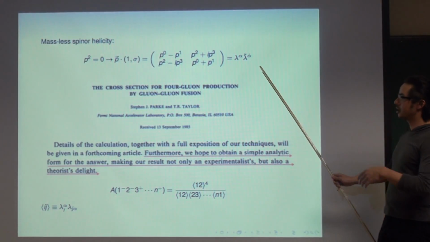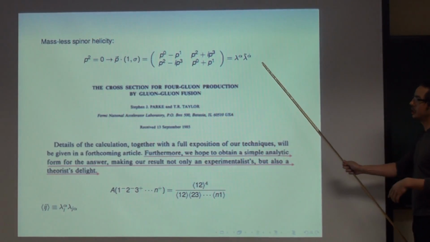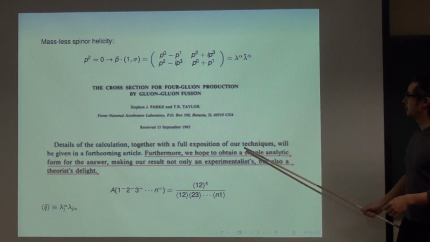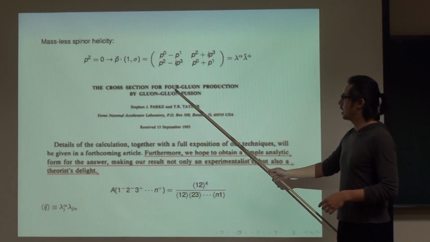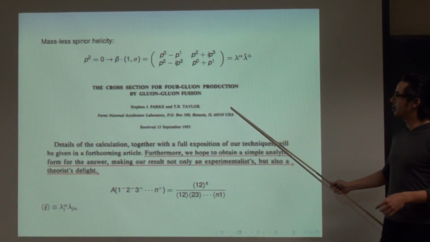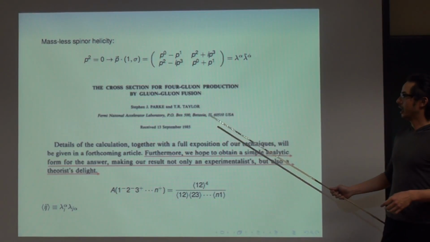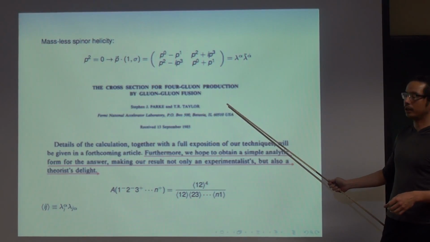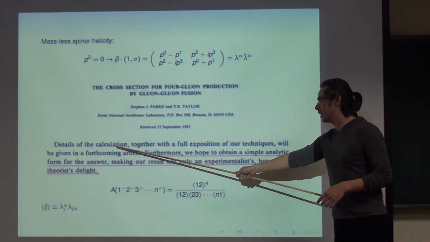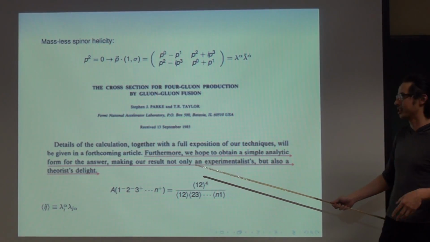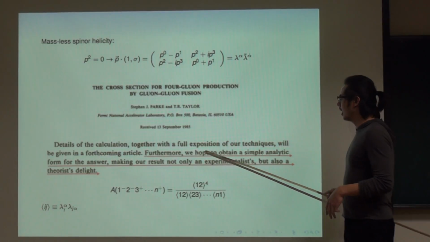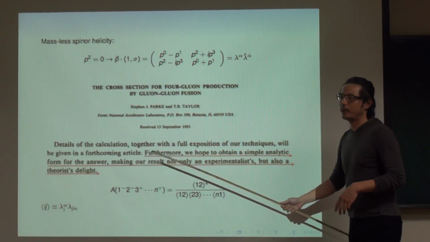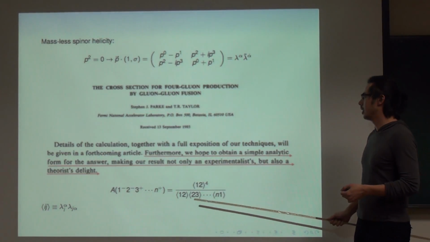Just to give you an idea of how powerful using these variables is, this is a computation in 1985 where they considered the 6 gluon interaction. This was a 30-page paper, and it does not even contain the full calculation because, as you see at the end of the paper, the details of the calculation after 30 pages are going to be in another paper. Furthermore, they hoped to obtain a simple analytic form for the answer. This is just a 6-gluon answer.